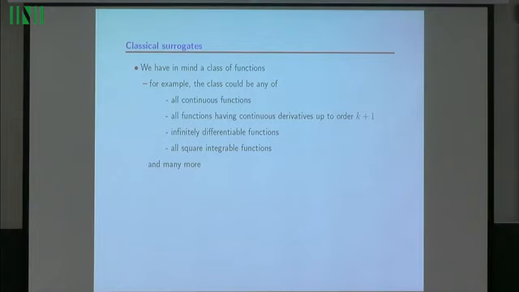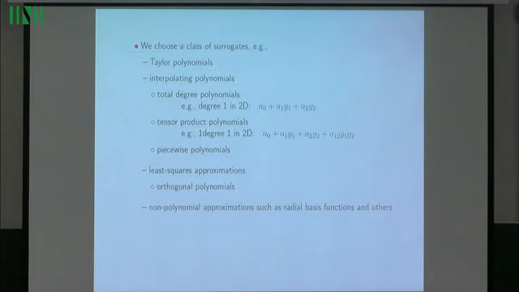So let's first talk about classical surrogates. What do I mean by that? We have in mind a class of functions. For example, it could be continuous functions, or functions with a certain number of derivatives, or square integrable, and so forth. So all we know is the functions belong to a certain class, or we assume so. So we choose a class of surrogates. There could be Taylor polynomials, there could be interpolating polynomials of total degree, so that the sum of the degrees of the individual terms in multivariable terms is fixed, or tensor products, in which each individual coordinate has a total degree less than some number. Piecewise polynomial, least squares approximations using orthogonal polynomials, for example, or non-polynomial approximations such as radial basis functions, etc. So we choose a class of surrogates.